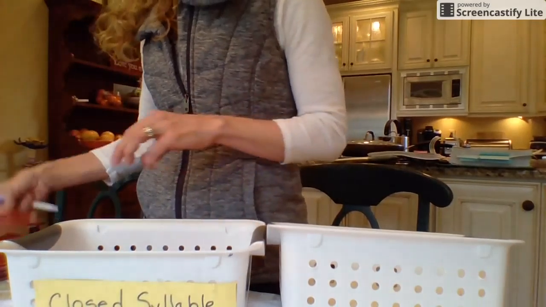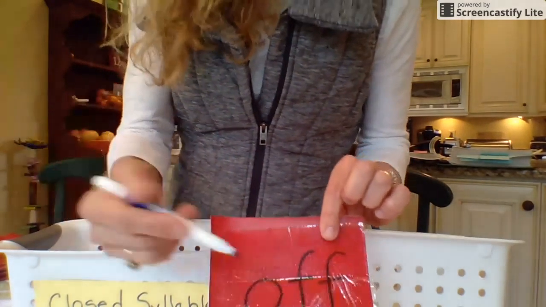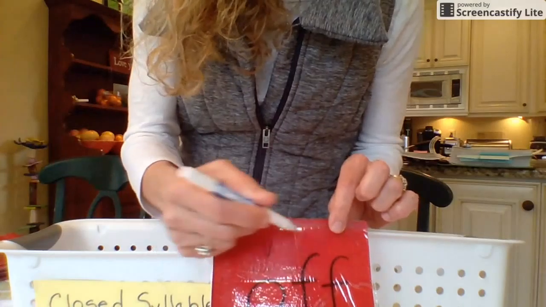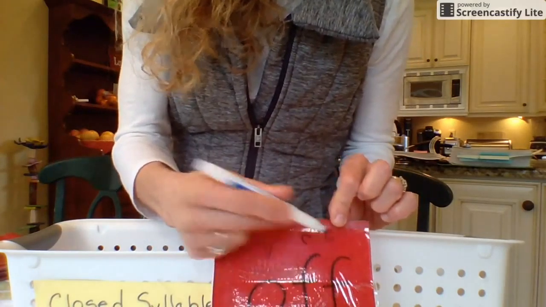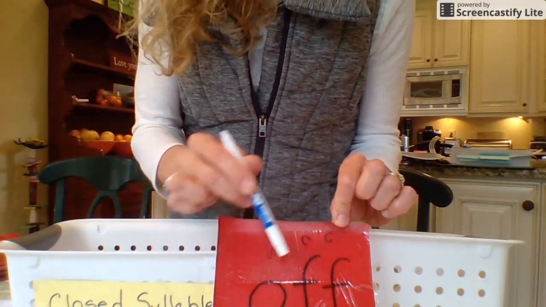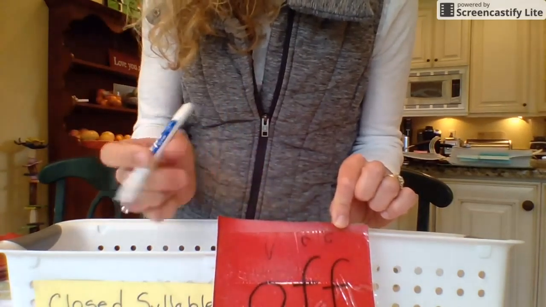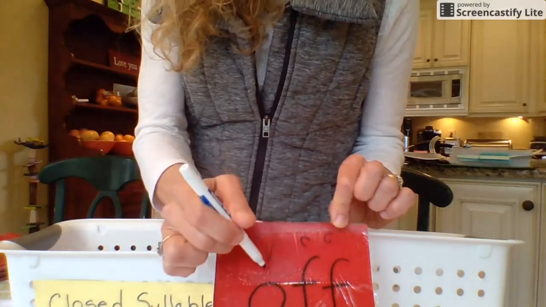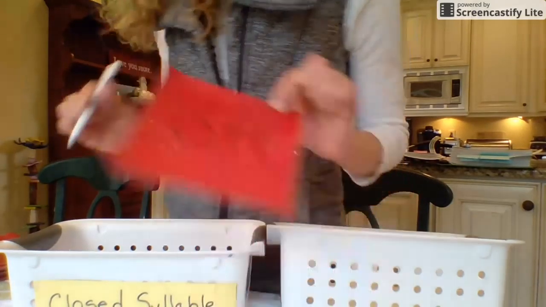They roll the dice. They land on one. Here's another one. They mark the pattern V, C, C. I'll ask them if it's a closed syllable and why. They'll have to explain that you have a single vowel closed off by one or more consonants that tell the vowel to say its short sound, and you mark it with a breve.